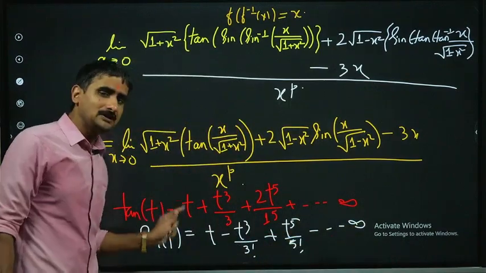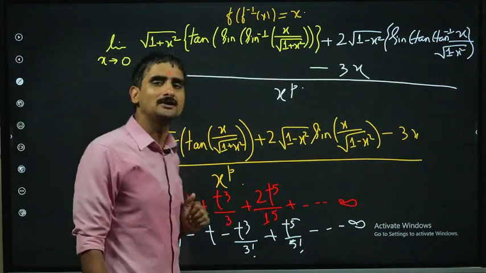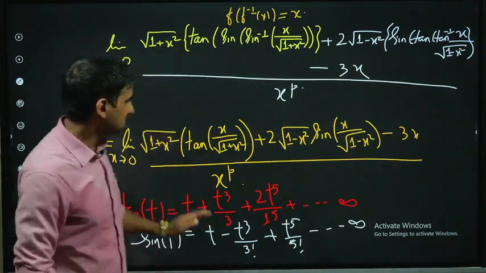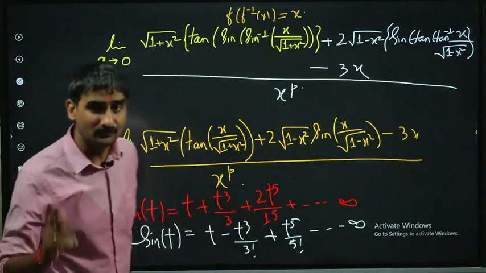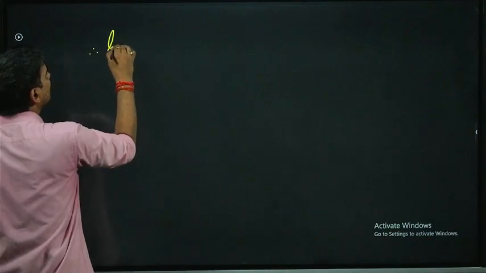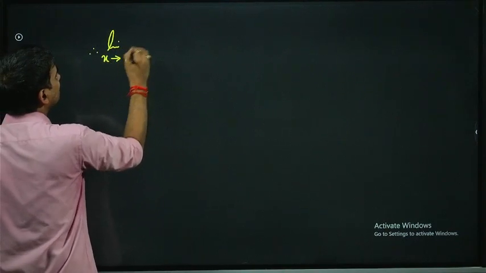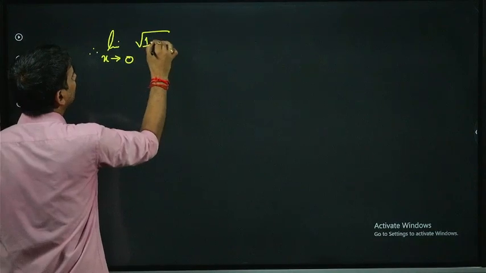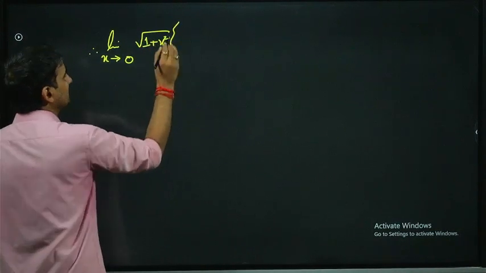So instead of t in tan, we have x upon under root of 1 plus x square, and in sine, we have x upon under root of 1 minus x square. So let's do it. Therefore, limit as x approaches 0. So it is under root of 1 plus x square, opening the series.